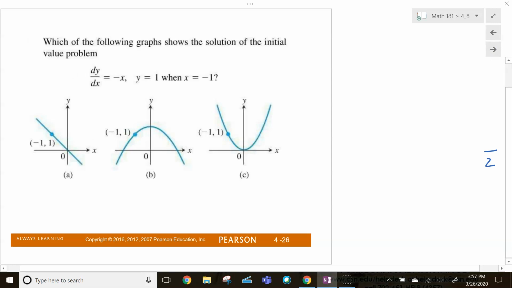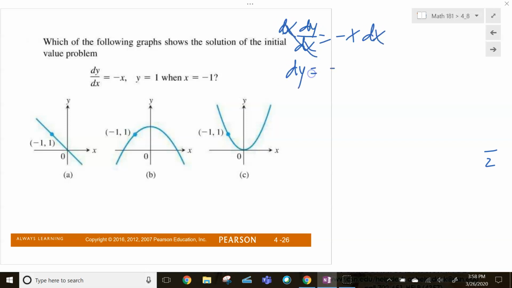Let's do another differential equation here, a couple more differential equations. So dy dx is negative x. I'm going to take this dx over. So dy is negative x dx. I'm going to run this integral. The integral of 1 with respect to y is 1y.